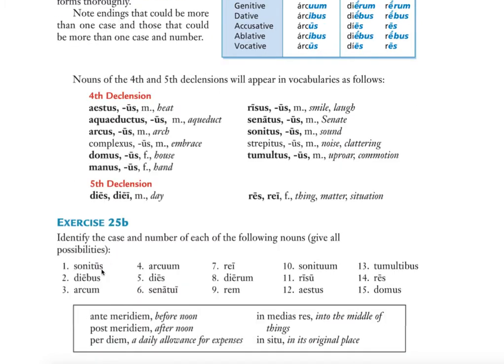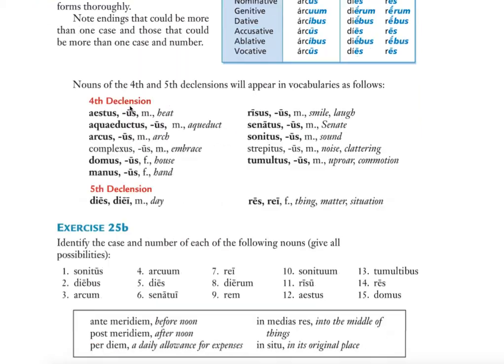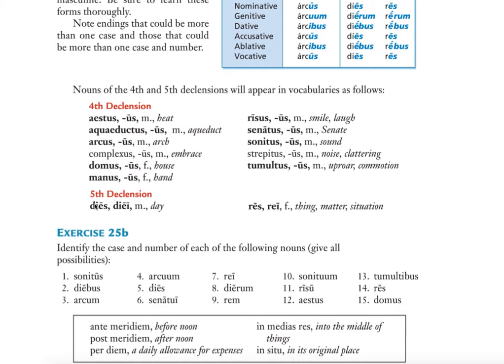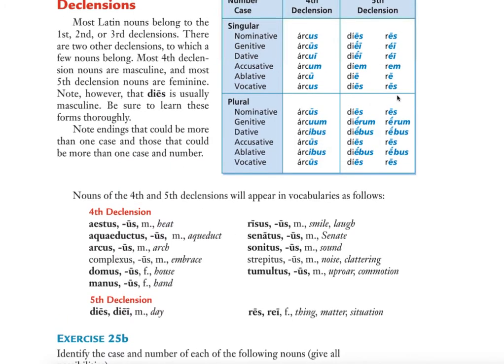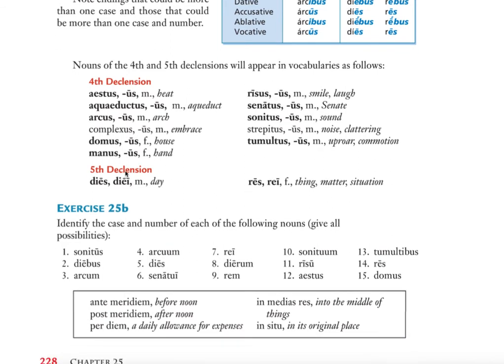So senatus could be, as I just said, genitive singular, nominative plural, accusative plural, or vocative plural. Number 2, diebus, which is again from dies, the word for day. Diebus has two forms here, dative and ablative plural. We've seen that in other declensions as well. It's not uncommon for dative and ablative plural to be the same. So that's what 25B does. I believe that is very straightforward.